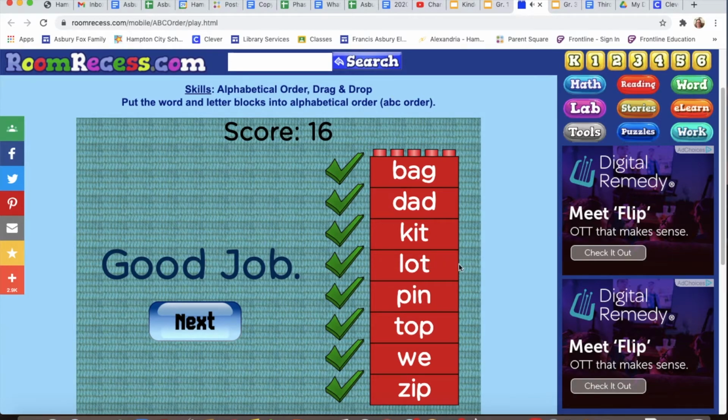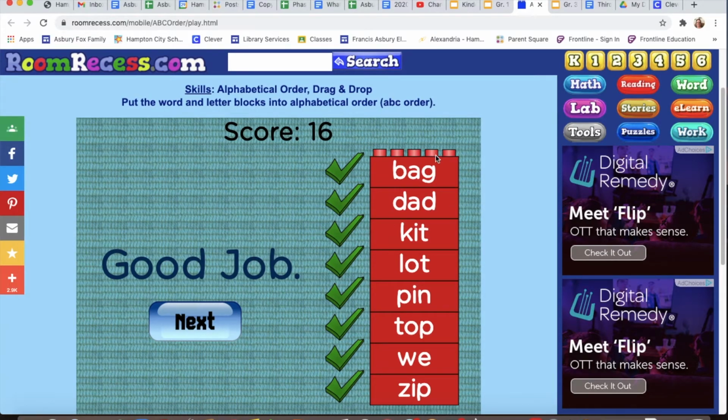Excellent, guys. Good job. Now, what you can do after the lesson is get mom and dad or an adult to go to roomrecess.com and find the ABC order game. And I would like for you to try this. And of course, you can try it with their help and see how high of a score you can get. How many lists can you put in the right order?